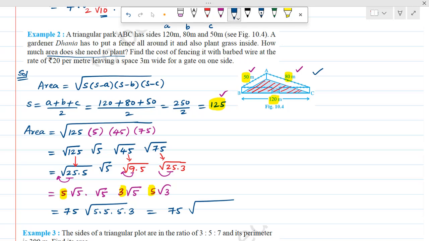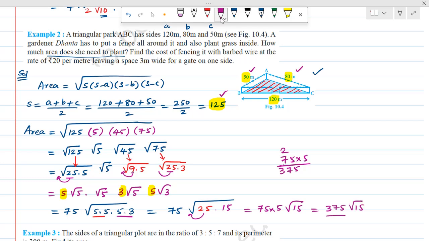After that, here you have a 25. So 5 fives are 25, and then this part is equal to 15. If you take the root outside, you will get 75 into 5 root 15. So if you multiply this, it becomes 75 into 5, which is 375 root 15. Thereafter, we cannot simplify. I'll leave your answer up to this part.